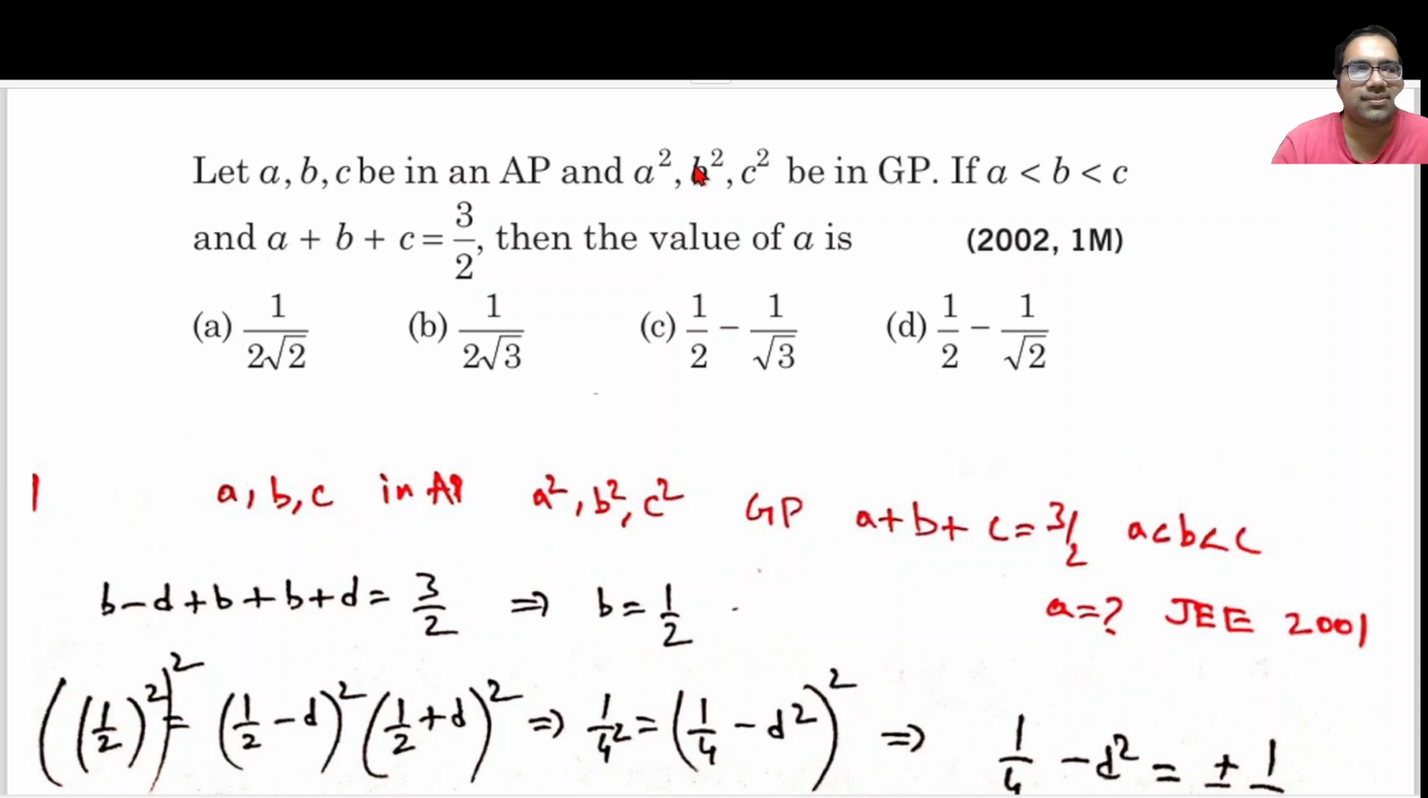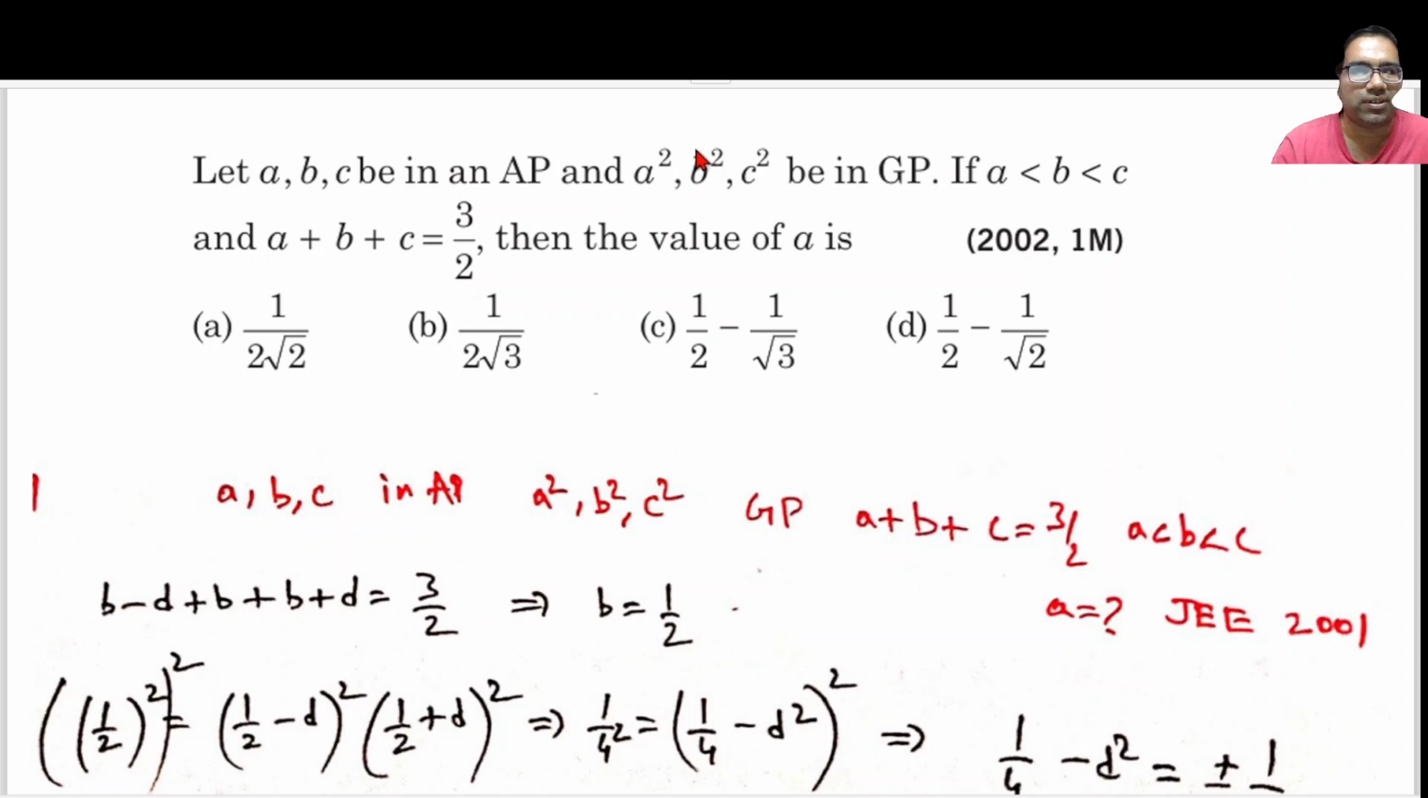Now, A square, B square, C square are in geometric progression. What does that mean? The square of the middle term should be equal to the product of the first and third terms, right? Here B square is the middle term, not B. So B square whole square should be equal to the product of the first and third ones, A square and C square.